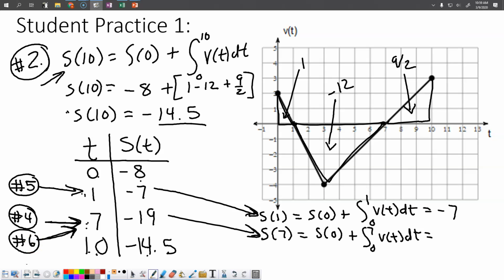And then finally, the number 5 question was when is it farthest to the right? Negative 7 is the smallest negative number up here. So if you plotted all these on a horizontal x-axis, this one would be the one that's farthest to the right. So at t equals 1, we have the point that is farthest to the right.